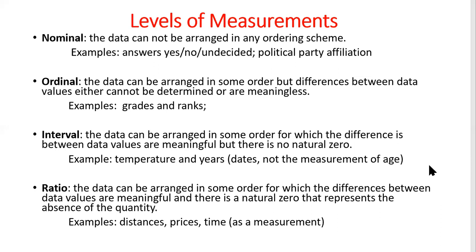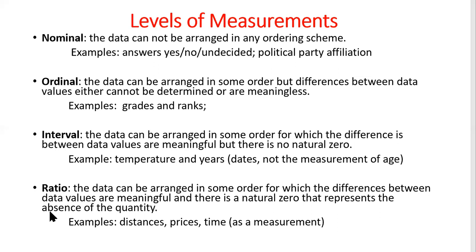But if we talk about age and we say that someone is 0 years old, that means that they just started living. That's their year zero. So in this case, when we talk about age, that data value comes from the ratio level of measurement. And the ratio level is where the data can be arranged in some order for which not only the differences between data values are meaningful, but also there is a natural zero. So that's the difference between the interval and the ratio level of measurement.